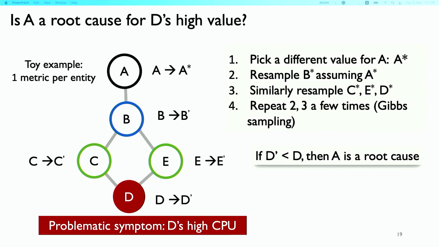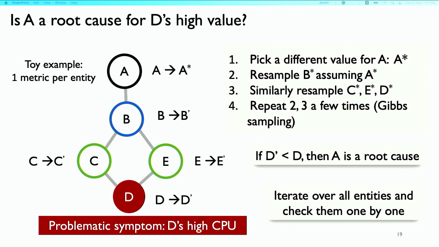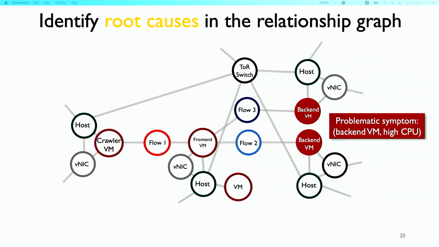So this gives us a way to say whether A is a root cause or not, and to produce the list of all possible root cause entities, we simply iterate over all entities in the candidate pool and check them one by one using this analysis.